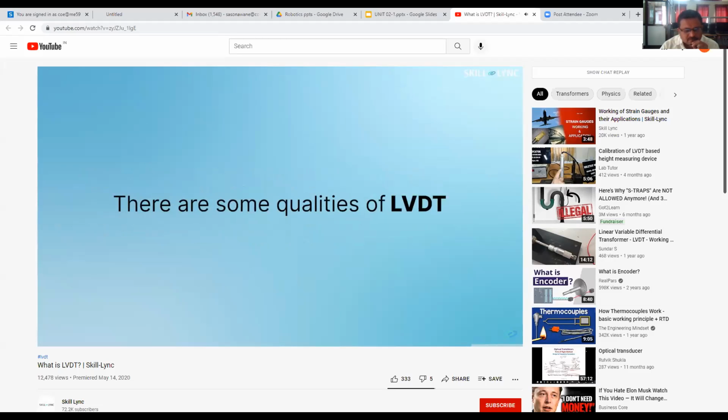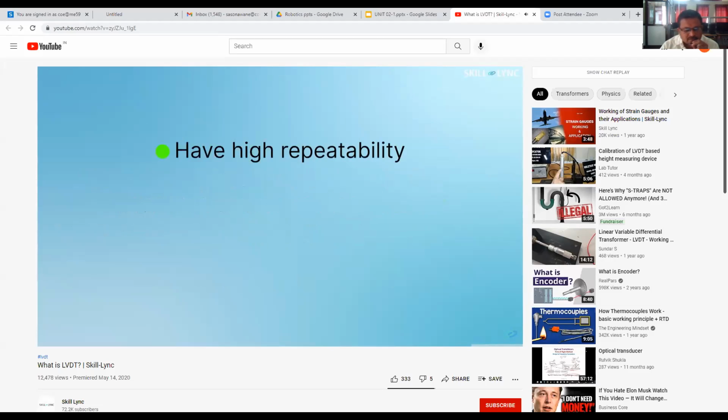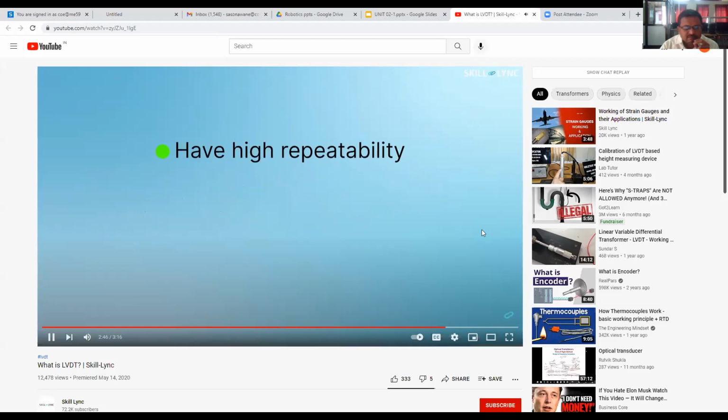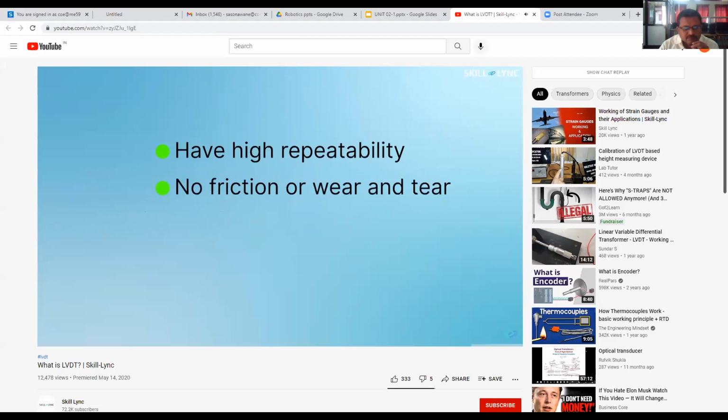There are some qualities of LVDT that make them very efficient in the industries. Apart from being extremely reliable, the repeatability of LVDT is extremely high. Since the core is not fixed to any part, there is no friction. The setup is placed in a closed configuration, allowing no contamination or moisture to enter. Hence, these devices can be used for a very long period of time.